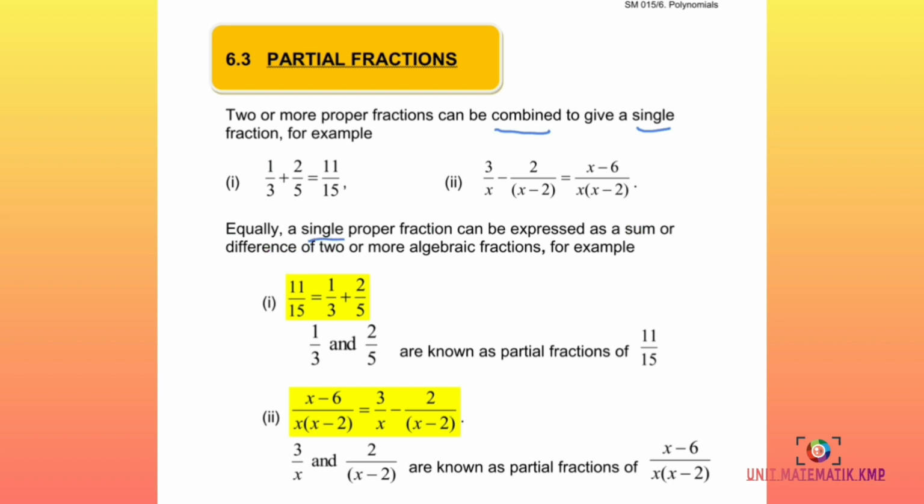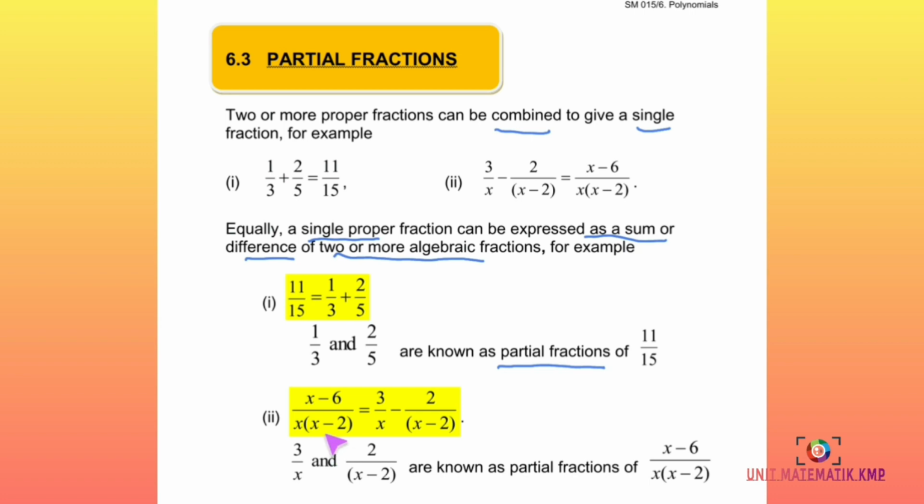Equally, a single proper fraction can be expressed as a sum or difference of two or more algebraic fractions. For example, 11 over 15 is equal to 1 over 3 plus 2 over 5. 1 over 3 and 2 over 5 are known as partial fractions of 11 over 15.